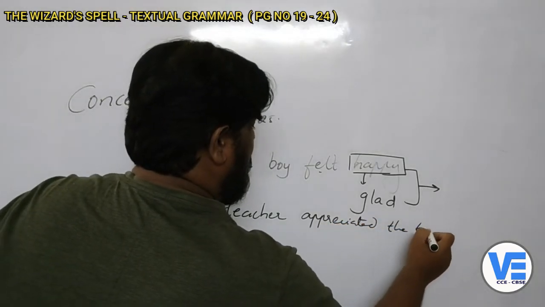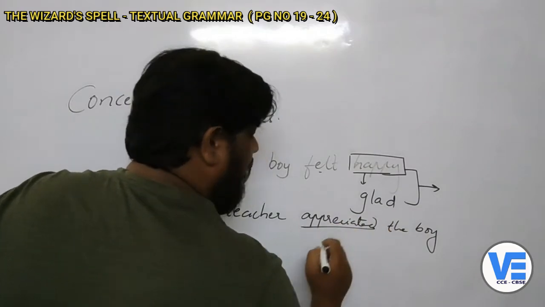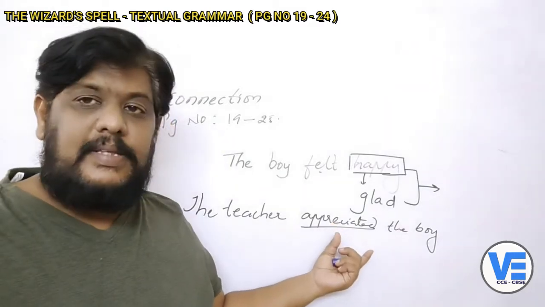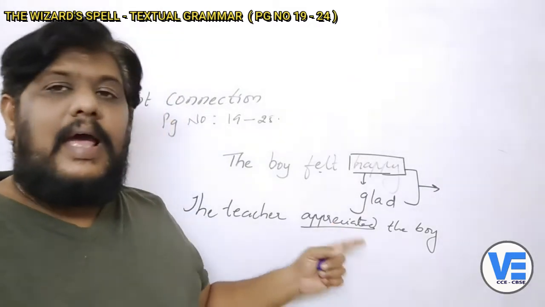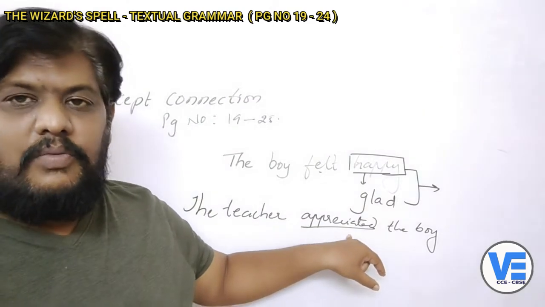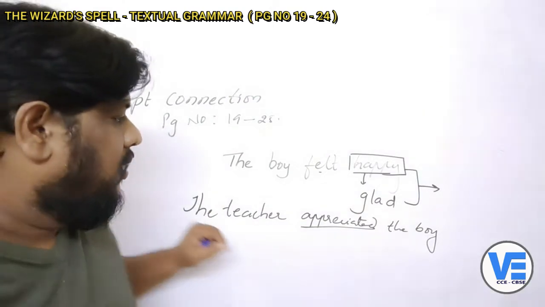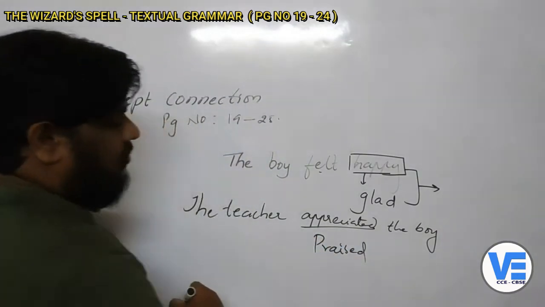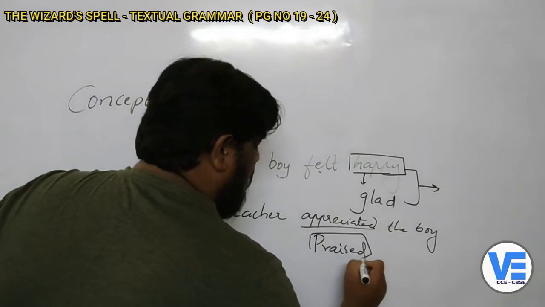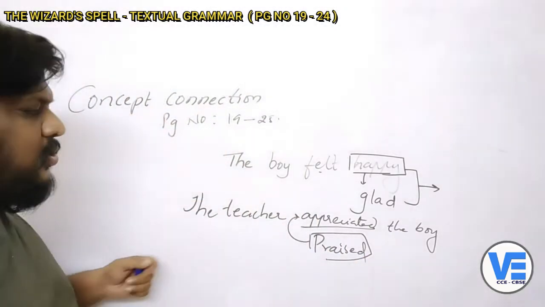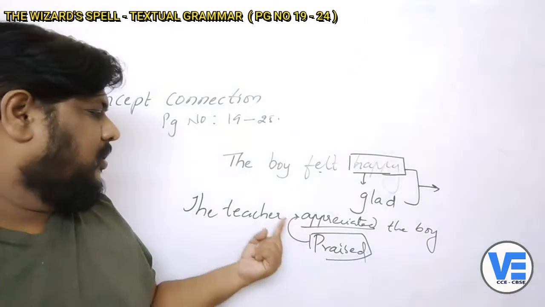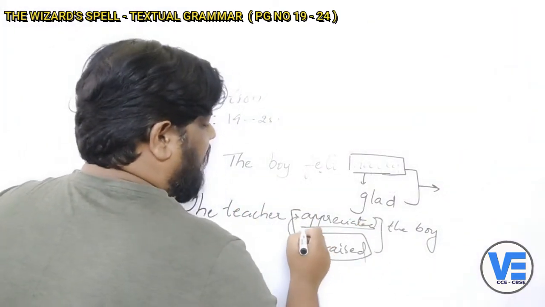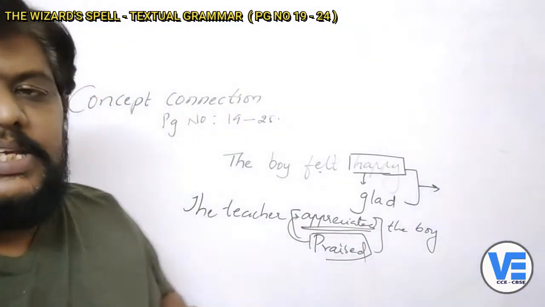The teacher appreciated the boy. Now can you tell me another word which is suitable here? That means it should be a substitute. You should be able to remove the word appreciated and use another word to replace it. Here you can use praised. Sometimes a word might not be suitable in a sentence. Now, the teacher praised the boy, the teacher appreciated the boy. You can replace it, but sometimes you will not find suitable synonyms to replace each and every word.